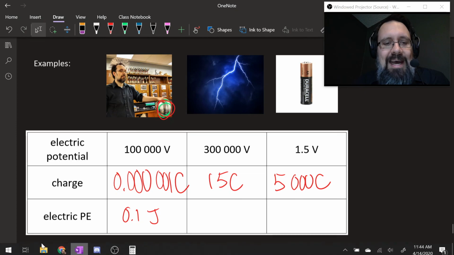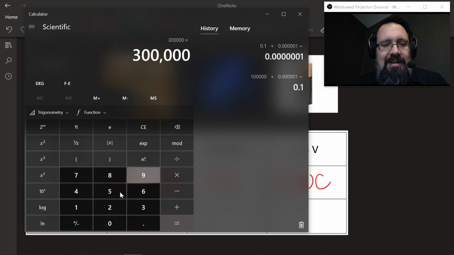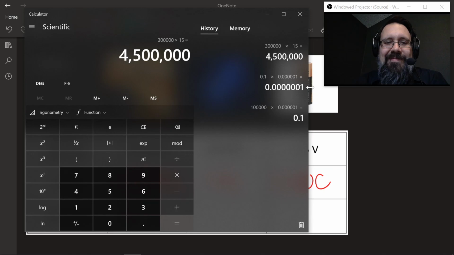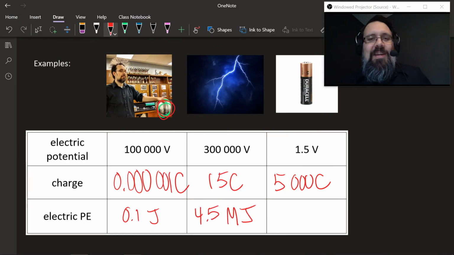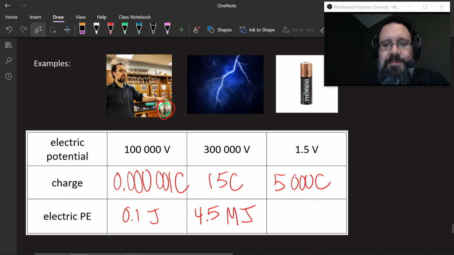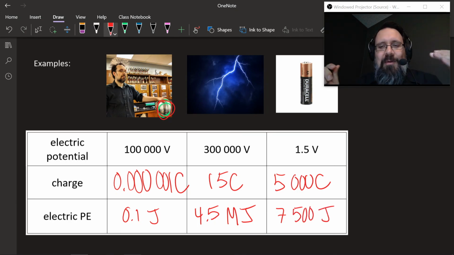If you multiply 300,000 times 15 for a lightning strike, you get 4.5 million joules. So you get 4.5 megajoules. And that's enough to kill you. That's a ridiculous amount of energy that will kill you. And if you multiply this for a battery, that's like 7,500 joules. I'm going to be very embarrassed if I didn't do the math right. So I was thinking 1 would be 5,000, and then half of 5,000 is 2,500, so 7,500 joules.